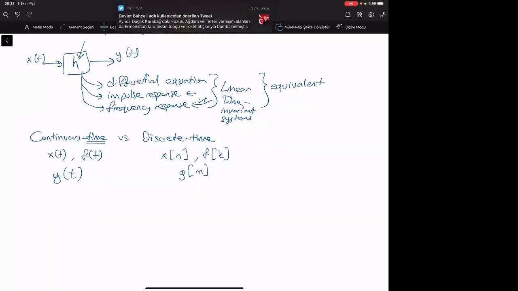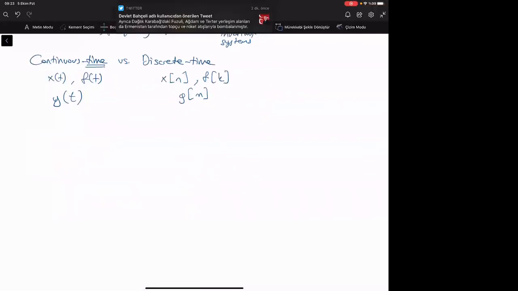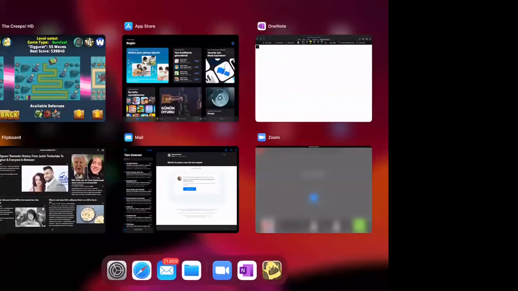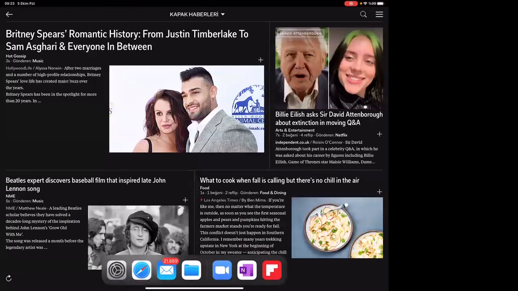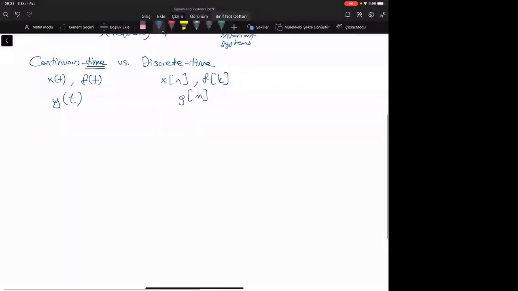If you put more than one variable, for example, x of t1 comma t2, this is a two-dimensional signal. It's a two-dimensional continuous signal. We're not very familiar with two-dimensional continuous signals. Actually, they correspond to continuously varying surfaces. That is two-dimensional and continuous time.